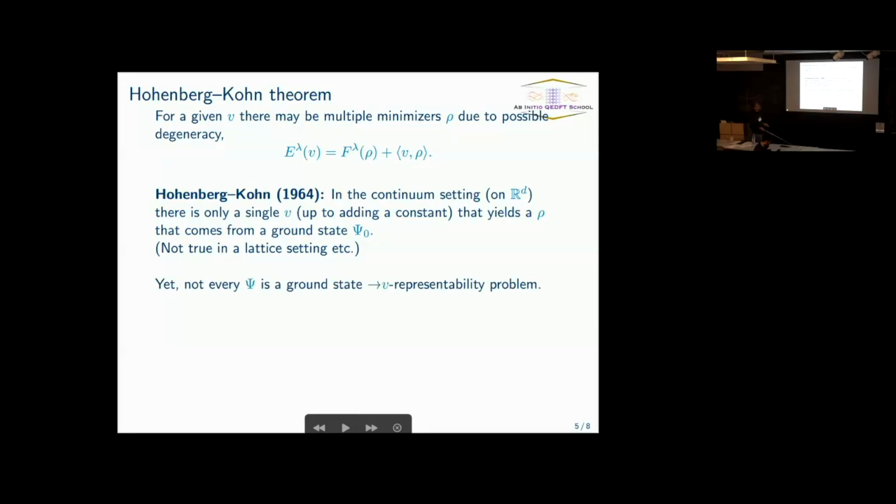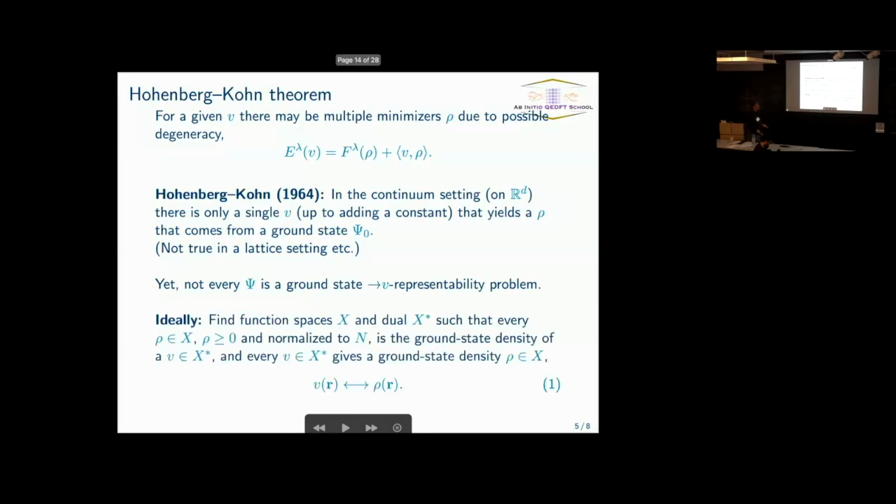And the problem that occurs is that not every psi in my huge Hilbert space is necessarily a ground state for any potential. So that also means that not every rho is given from a V is the ground state for a given external potential V. And that is known as the V representability problem. And that is the big problem in the mathematical formulation of DFT.